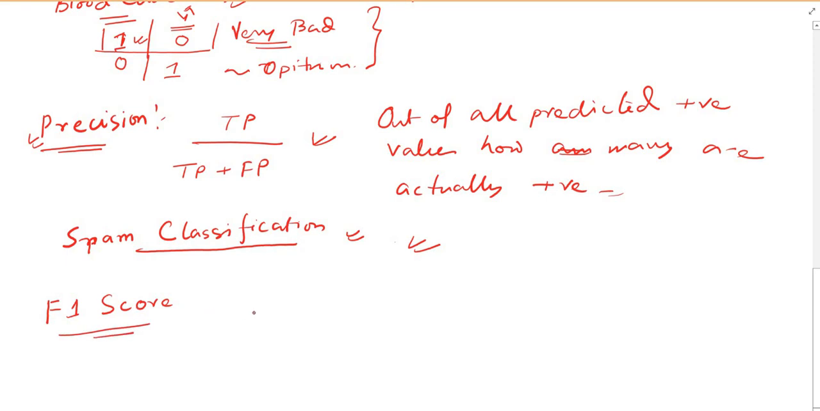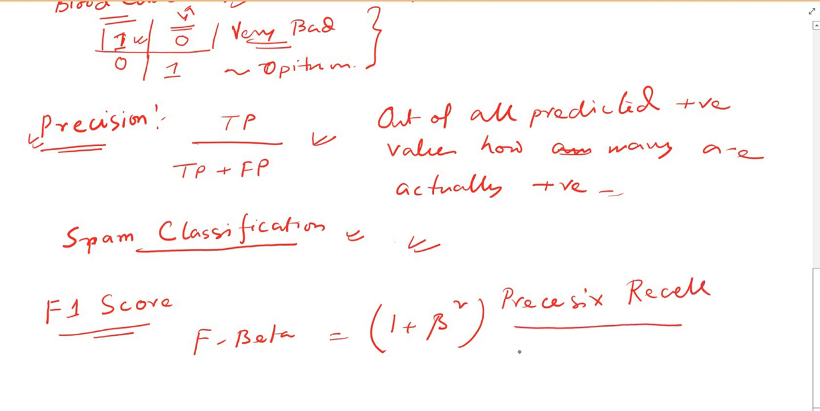The F1 score, the actual formula is F beta, where the formula is (1 plus beta square) times precision into recall, divided by beta square into precision plus recall.